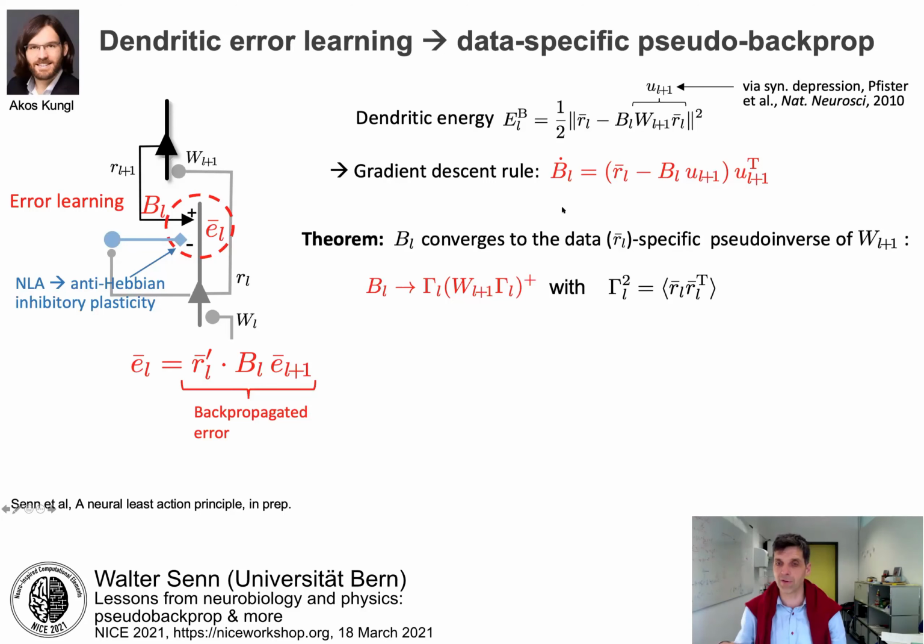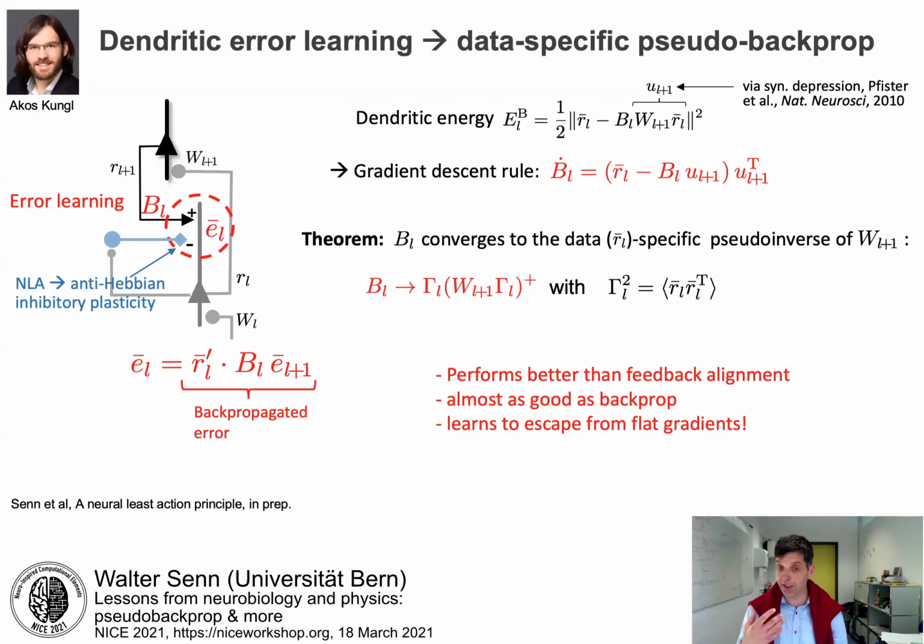This looks that way, and we can prove that this top-down weights converges to a new form of pseudo-inverse. We call that data-specific pseudo-inverse. This is the Penrose-Moore pseudo-inverse. It is of this form where this gamma is the correlation matrix. And actually it works. So across these simulations, it performs better than feedback alignment. It is in our hands, at least with preliminary data, as good as backprop. And most importantly, it learns to escape from flat gradients.